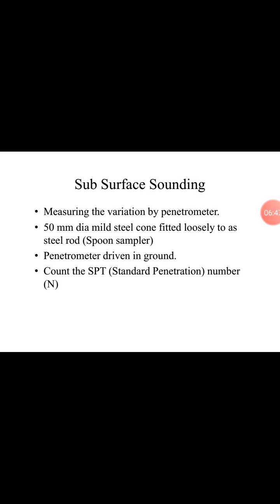Now subsurface sounding. It measures the variation of resistance offered by the soil with depth by means of a tool known as a penetrometer. A 50 mm diameter mild steel cone is fitted loosely to a steel rod or a sampler. The penetrometer is driven into the ground with the help of a 650 Newton weight falling from a height of 750 mm, and the SPT, the standard penetration number, is counted. After counting, we get an exact idea about the bearing capacity.